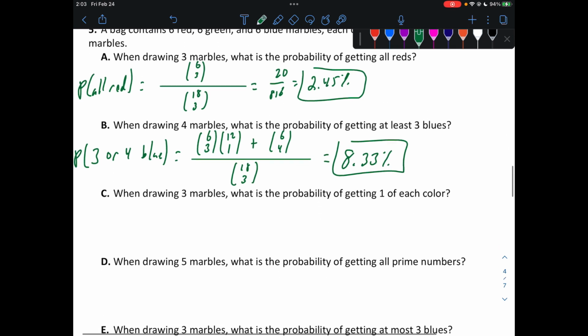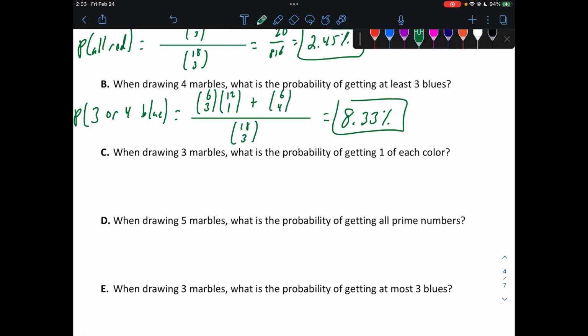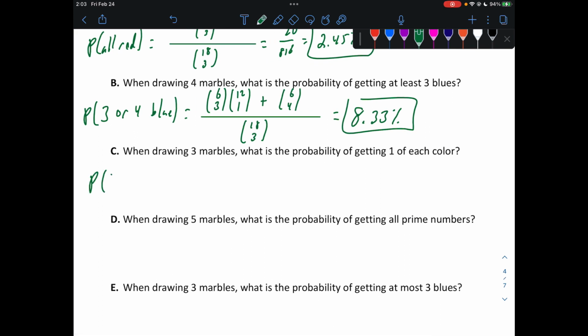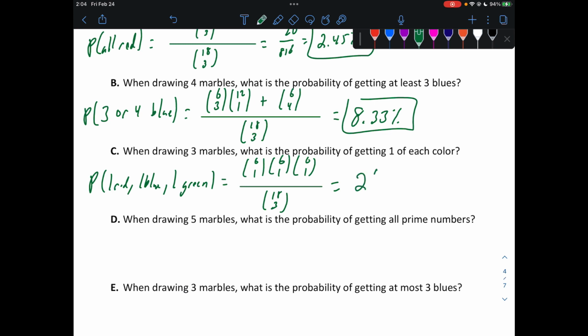Question C, when drawing 3 marbles, what's the probability of getting 1 of each color? So probability of 1 red, 1 blue, and 1 green. And remember, it just says 1 of each. It doesn't matter what order. So order does not matter here. So we're using combinations. So it's going to be 6 choose 1 and, so multiplication, 6 choose 1 and 6 choose 1. All over sample space, 18 choose 3. Okay, and if you type that all into your calculator, you should be getting about 26.47%.